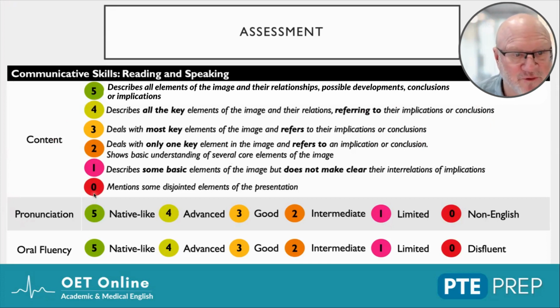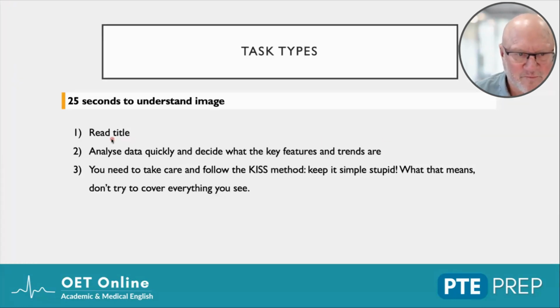Goes all the way down to 0 or 1. Let's look at 1. Describe some basic elements of the image, but does not make clear their interrelations or implications. So somewhere along the line, you want to be going for these middle to higher numbers. So I'd be looking 4 is good, 4 and above, depending on what your score is. Practice is the key. Having a method or a structure to follow will certainly help you. So what I suggest is read the title, that's important. Read any words that are provided, understand them.